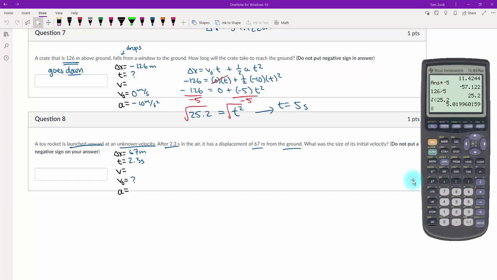And we know the acceleration is negative 10. So we don't know the final velocity. We know the acceleration, we got displacement. We're going to have to use that 1/2 AT squared equation again. And if I set it up, I can put 67 in. V0 is my unknown. I know the time's 2.3 seconds. Make that a 3. Oopsie.